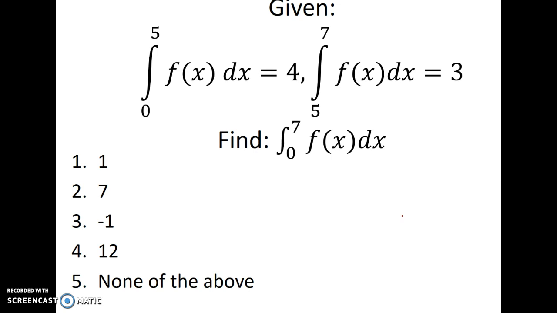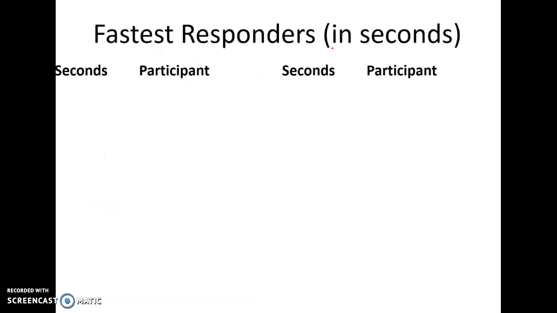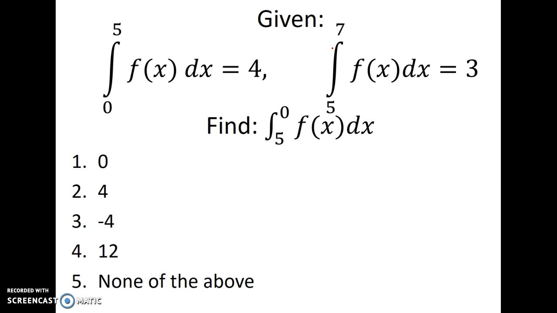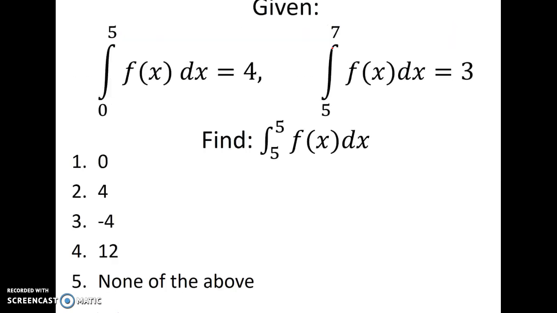Zero to 7 is basically 0 to 5 plus 5 to 7. What about 5 to 0 when we only know 0 to 5? This is an easy one.